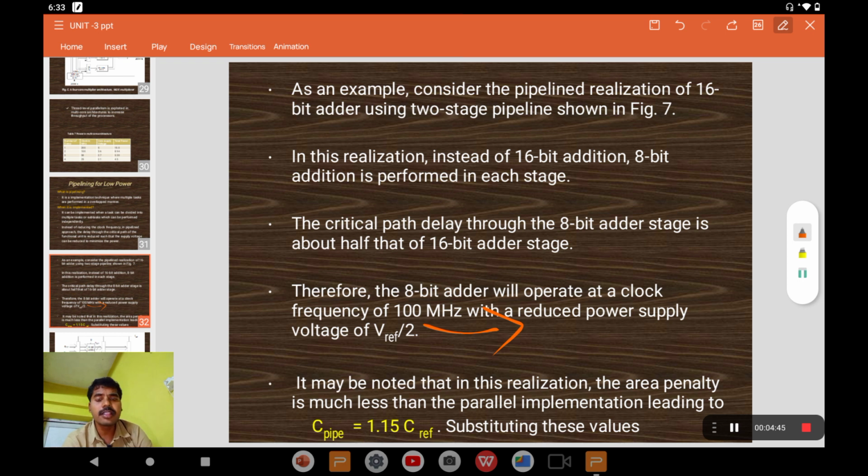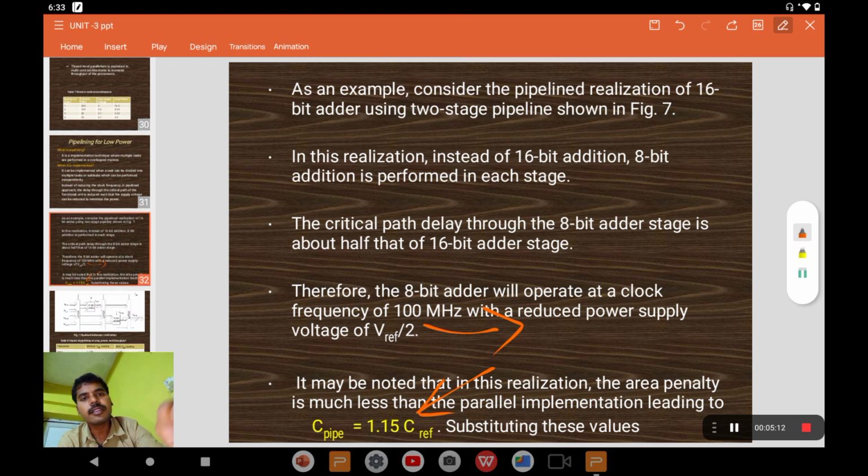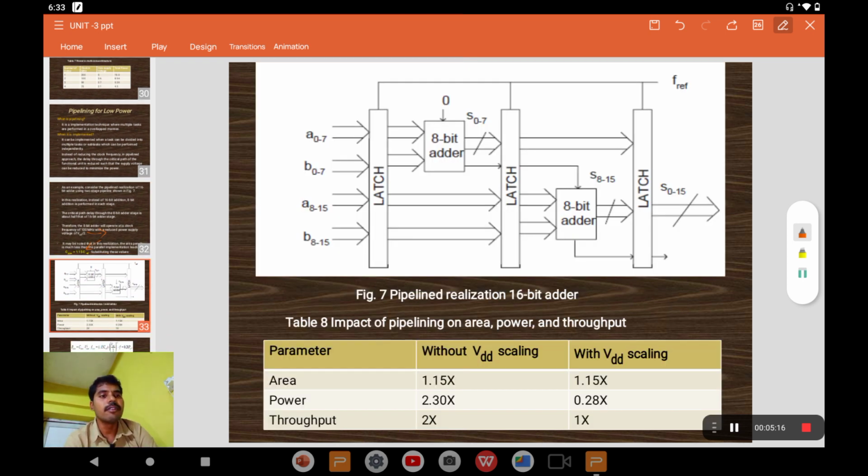That means if the area of the device decreases in the case of the pipelining process, the capacitance also decreases. If the capacitance value decreases, what happens? Let us see in the next slide. Generally, in the case of pipelining, the overall capacitance value is equal to 1.15 times the C reference value. If you substitute that value in the dynamic power dissipation equation, we will get the power dissipation around 0.28x only.